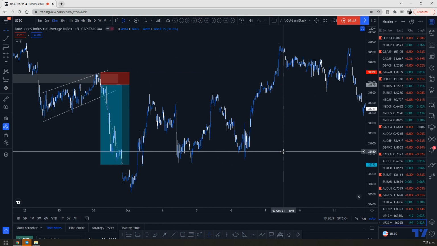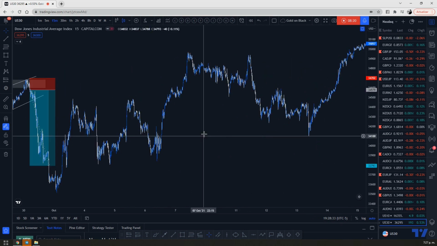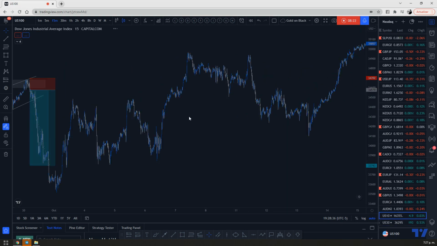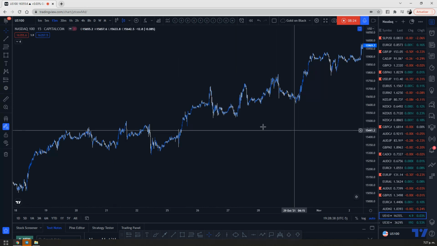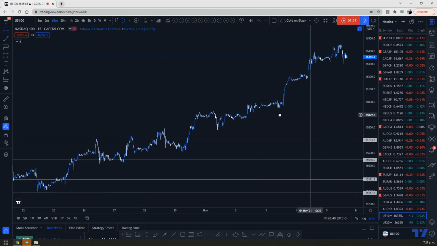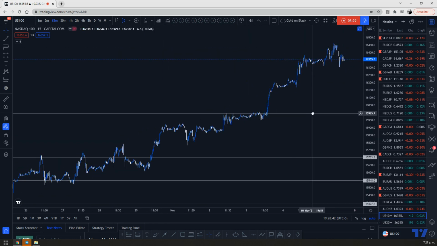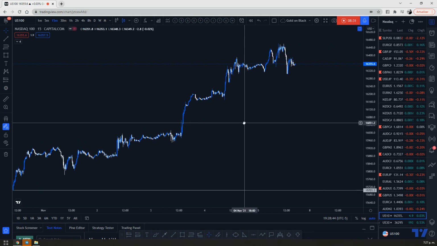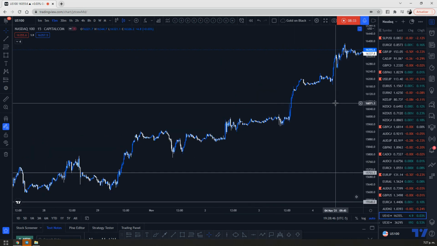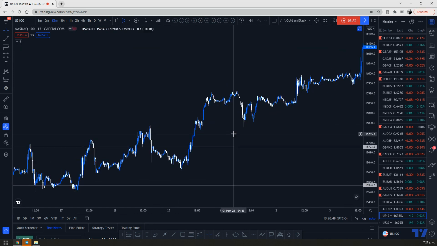Let's see if I can give another example. Let's try to jump, maybe, let's see, maybe Nasdaq. Okay, and this happens all the time. It's just that we need to watch and look for those breakouts and retests.